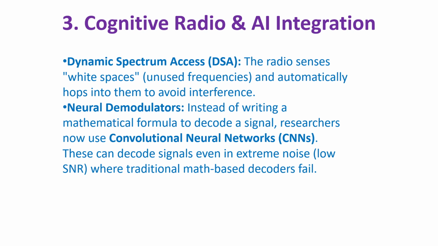Neural demodulators. Instead of writing a mathematical formula to decode a signal, researchers now use convolutional neural networks. They can decode signals even in extreme noise or low signal-to-noise ratio situations where traditional math-based decoders fail.